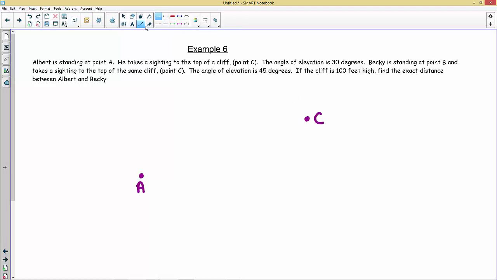So he takes a sighting. Sighting means he looks at it, right? So he looks at point C. And this is new, so I didn't expect anybody to know this. We're going to learn more about this in the next unit. So this would probably not be on the quiz in this form, because this is something we're going to learn soon. But once I set the problem up, that would be a viable quiz problem.